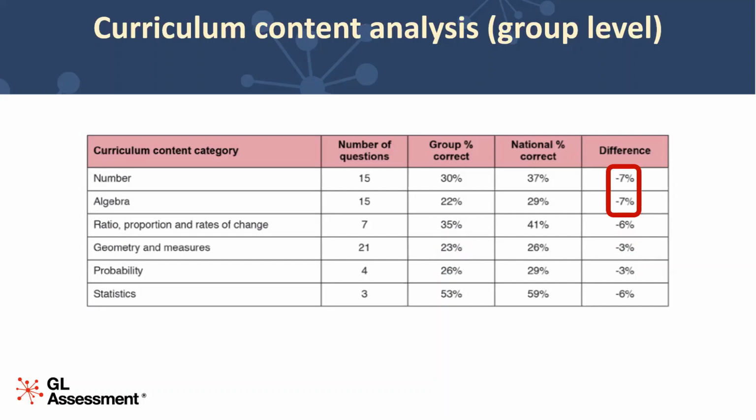It may also be helpful to look at the number of questions included in a test. For example, we can see here that probability and statistics do not feature highly, so small differences in performance would lead to large differences in the percentage scores. One question in probability is equal to 25% overall in that area.